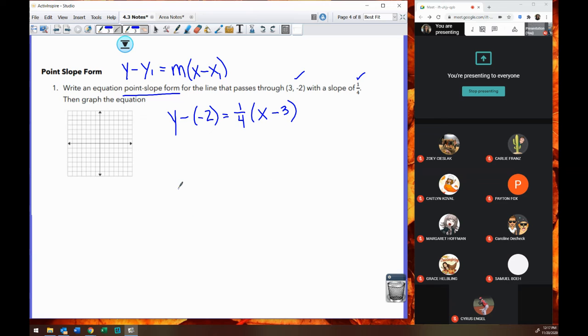If I'm subtracting the negative here and clean that up, what does it turn into? y plus 2. y plus 2 is equal to 1/4 x minus 3. So that would be your equation of a line. If you're given a point and a slope and you need to write the equation, you can do that.